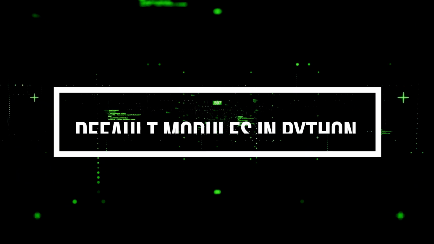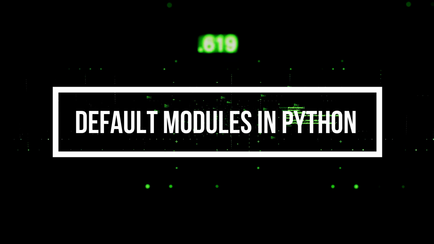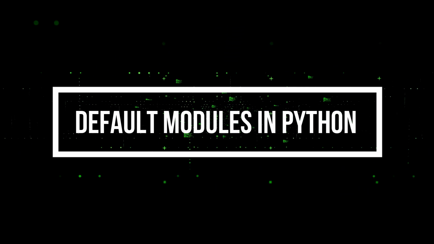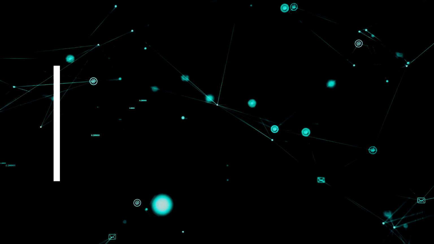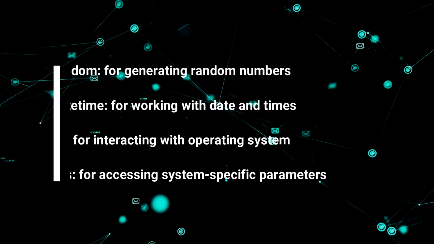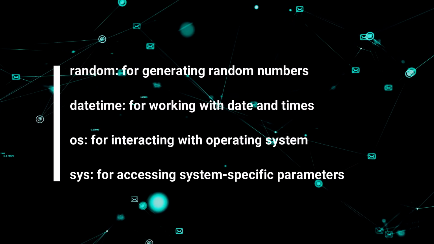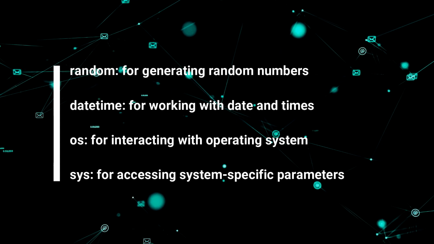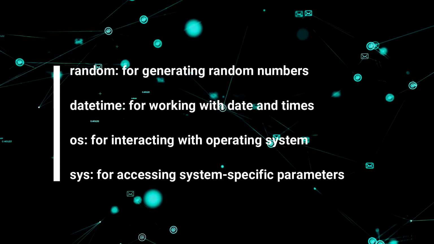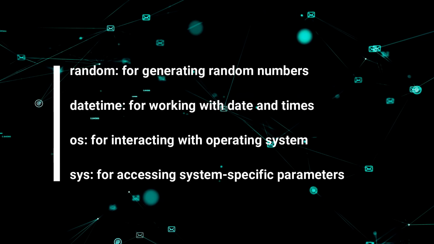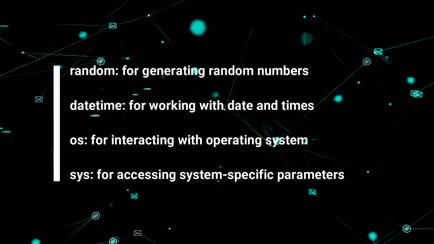There are a variety of built-in modules in Python, because Python has a huge standard library. Some useful modules are random, which is used for generating random numbers, the datetime module for working with dates and times, the os module for interacting with the operating system, and the sys module for accessing system-specific parameters.